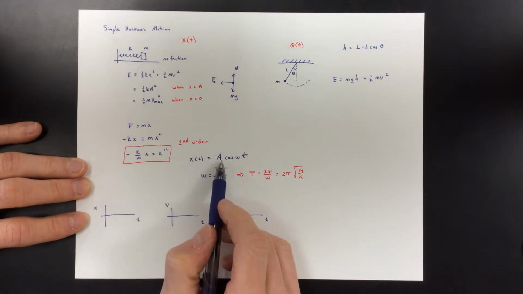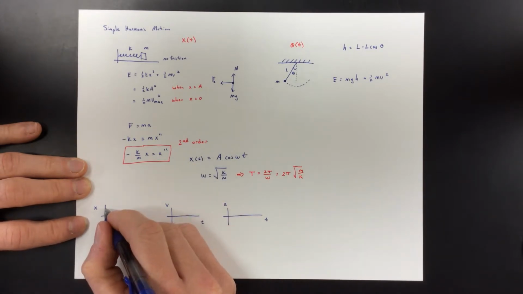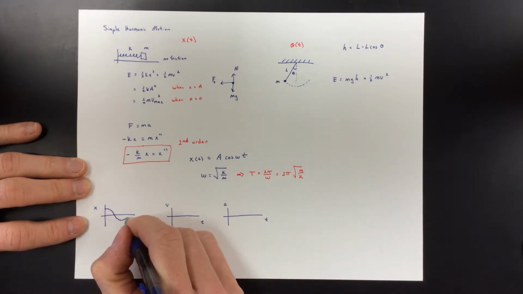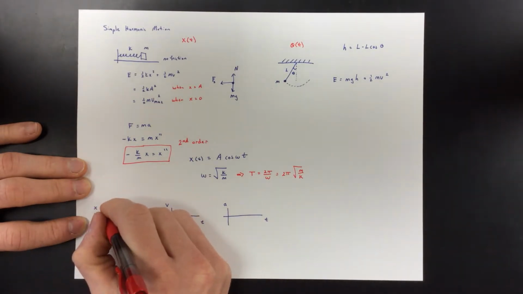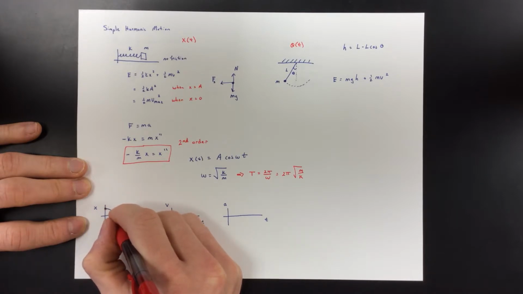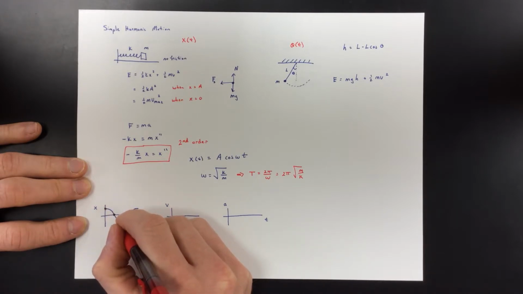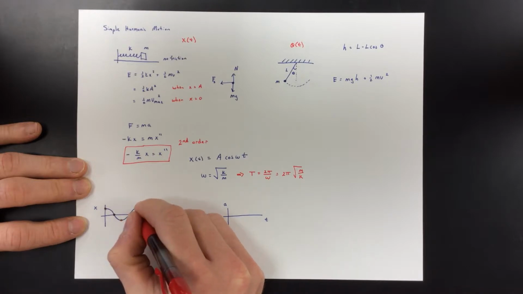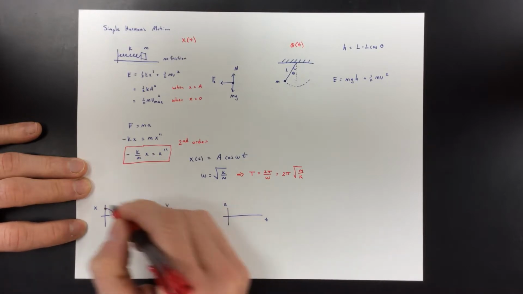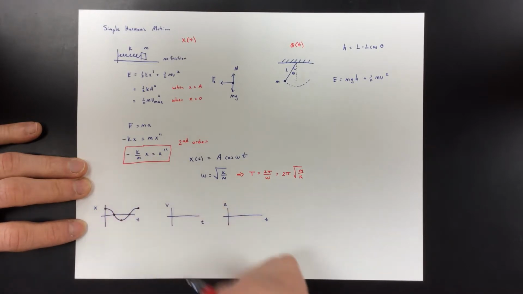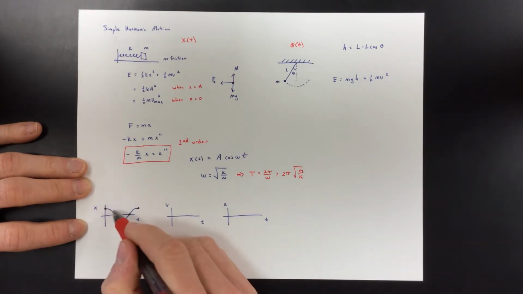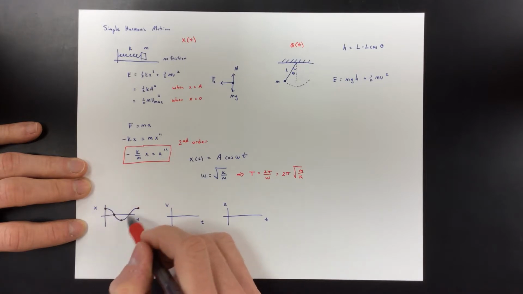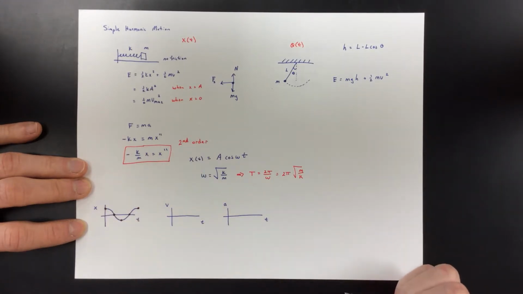The motion x of t looks like some cosine curve, something like that, where this particular point is fully stretched, and then this is when it gets back to equilibrium. This is fully compressed, back to equilibrium, and back to fully stretched. And this time interval represents one period. One period is the time it takes to do one complete cycle or one complete rotation.